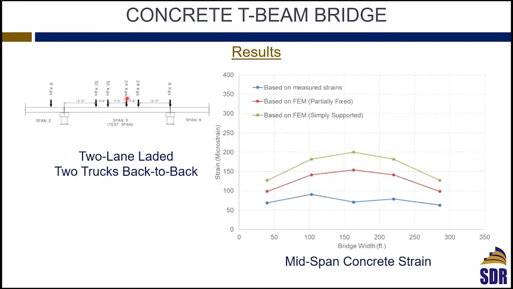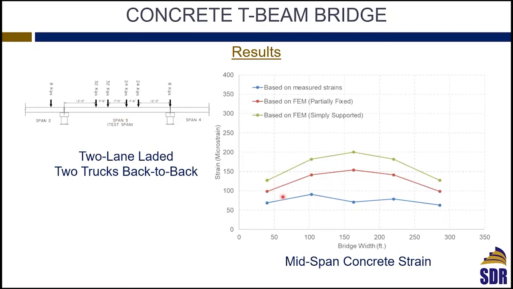So we have 2-lane loaded with 2 trucks back to back, which is explained here. These are the 2 axles of 1 truck. These are the 2 rear axles of the other truck, and we could have 7 feet in between. So this is what will produce the maximum mid-span moment based on the truck configuration that we have.